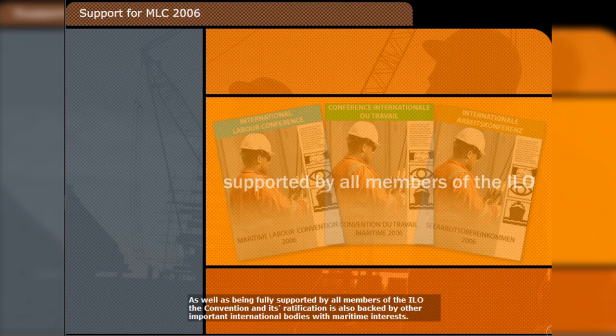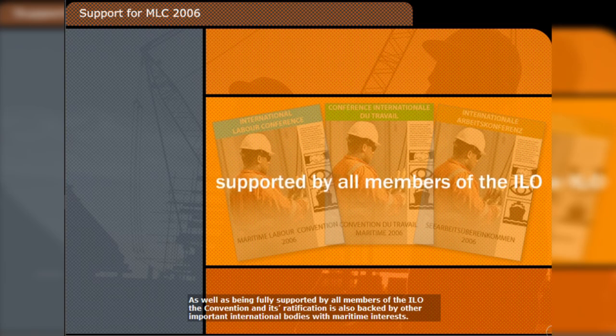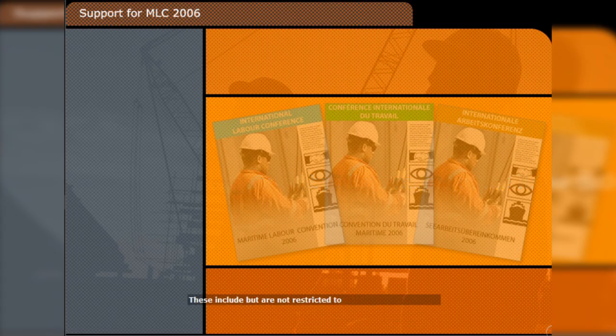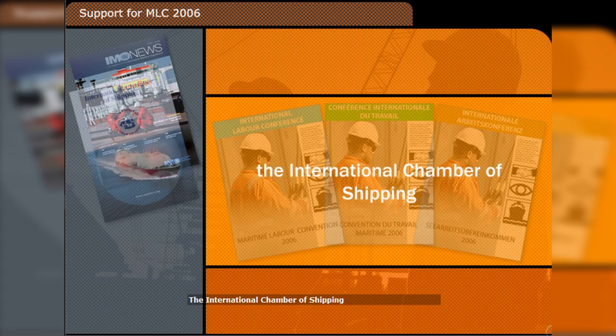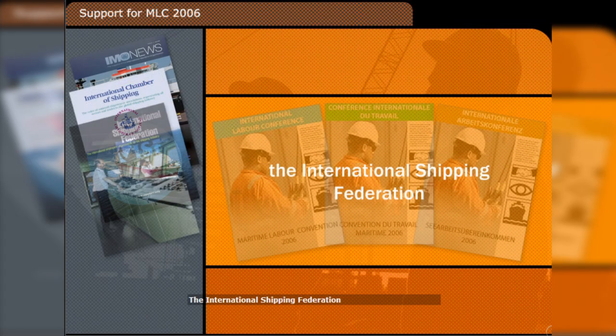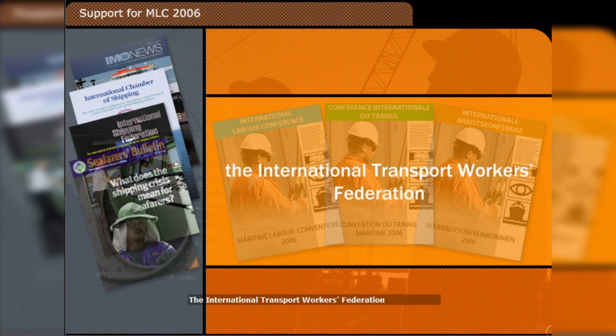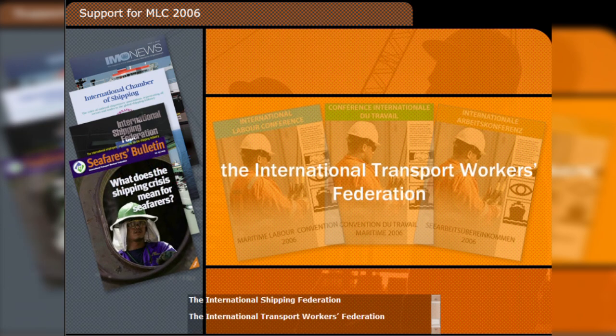As well as being fully supported by all members of the ILO, the Convention and its ratification is also backed by other important international bodies with maritime interests. These include, but are not restricted to, the International Maritime Organization, the International Chamber of Shipping, the International Shipping Federation, the International Transport Workers Federation.